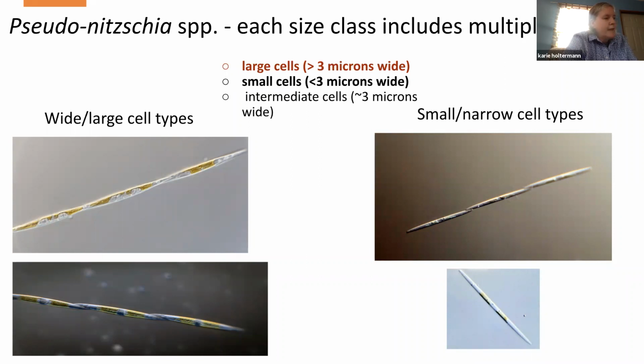And I just categorize them as the larger seriata type cell and the smaller pseudodelicatissima type cell. And that's the 2 categories that I put them in.